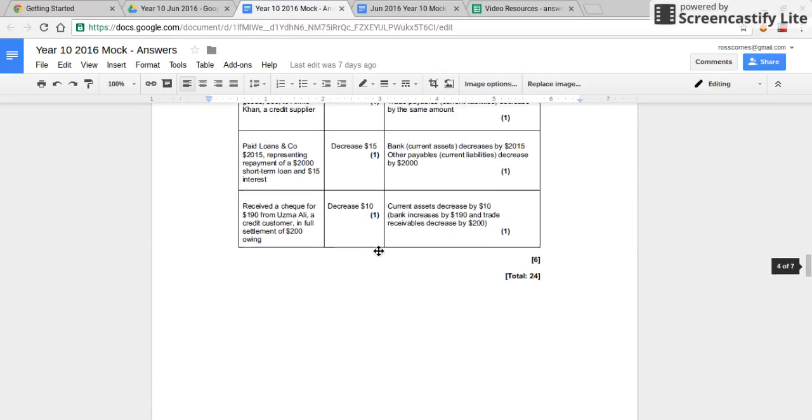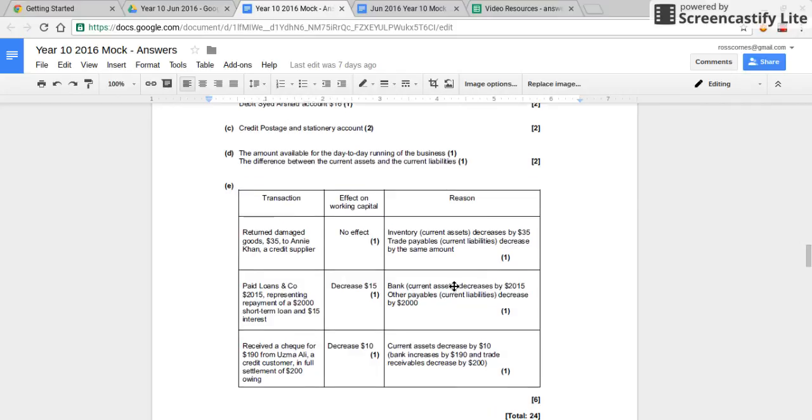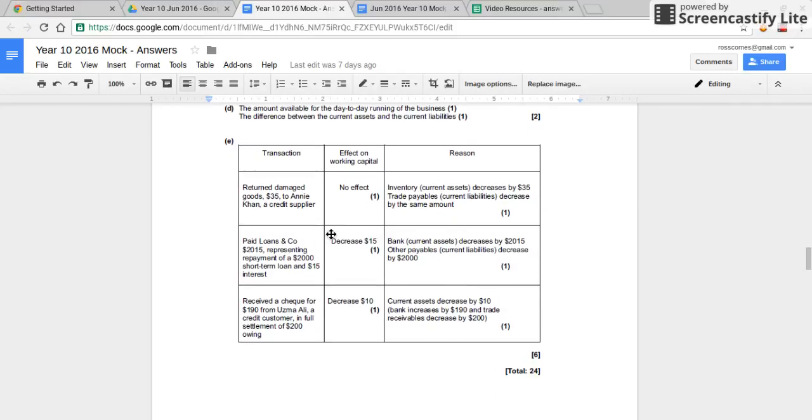Working capital, most people got that right. It's money available for day-to-day running of the business or for paying off any current liabilities. It's the difference between current assets and current liabilities. So that was well done.